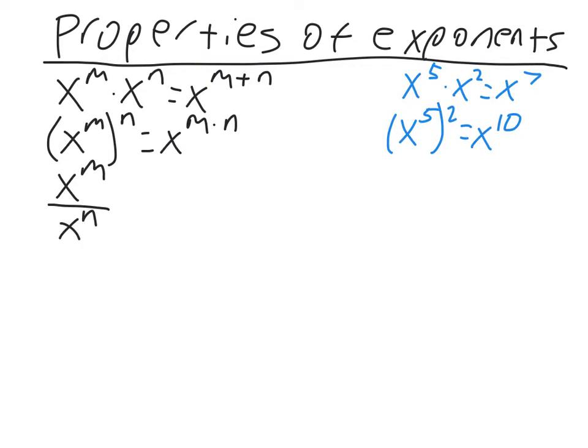So if you have x to the m over x to the n, two variables with the same base, they're both x's, and you're dividing them, then what you do is subtract the exponents. So this is going to be x to the m minus n. An example of that could be x to the fifth divided by x squared would be 5 minus 2 is 3, so x cubed.